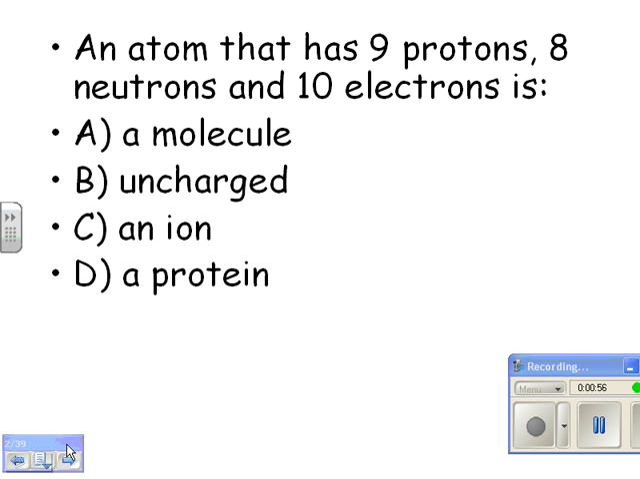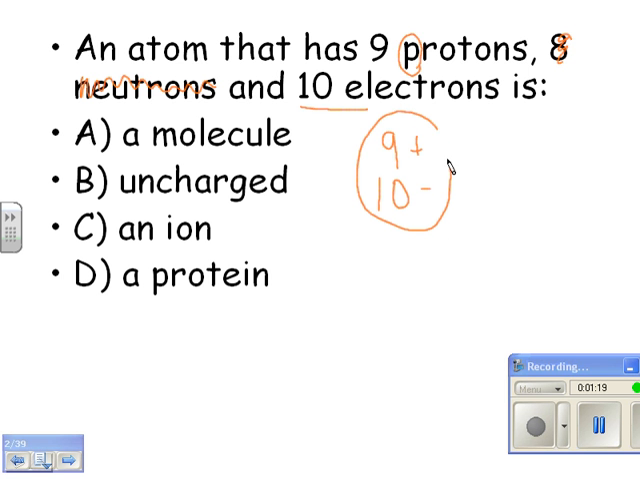An atom that has 9 protons, 8 neutrons, and 10 electrons is, okay, first of all, neutrons are neutral, and so if we're trying to figure out charge, we can get rid of the neutrons. So I would write it like this, 9 protons. Proton is positive, so that's 9 plus, and then 10 electrons. That would be 10 minus.